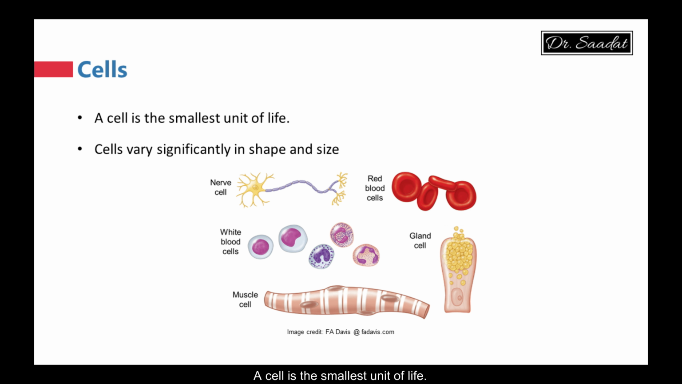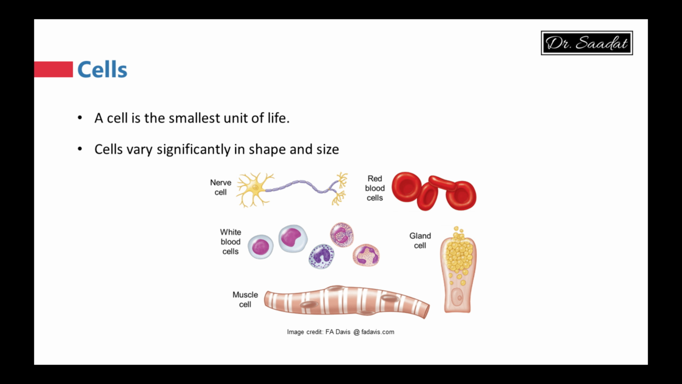A cell is the smallest unit of life. Human cells are microscopic, and they perform metabolic and functional activities essential for life. The human body consists of 30 trillion cells that vary considerably in shape and size. Differences in cell shape make different functions possible.